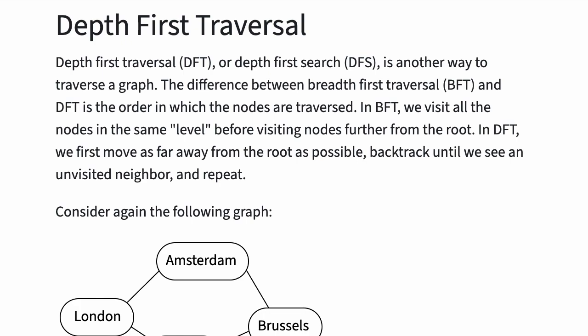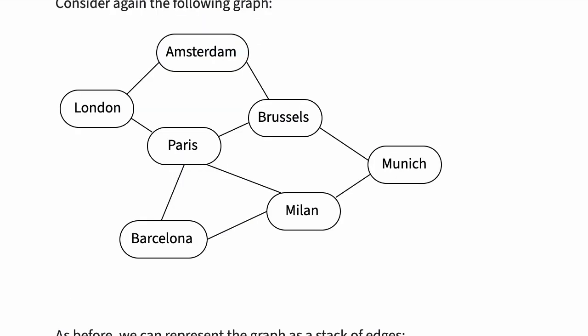Depth-first traversal, or depth-first search, is another way to traverse a graph. The difference between breadth-first traversal and DFT is the order in which the nodes are traversed. In BFT, we visit all the nodes in the same level before visiting nodes further from the root. In DFT, we first move as far away from the root as possible, backtrack until we see an unvisited neighbor, and repeat. Consider again the following graph.